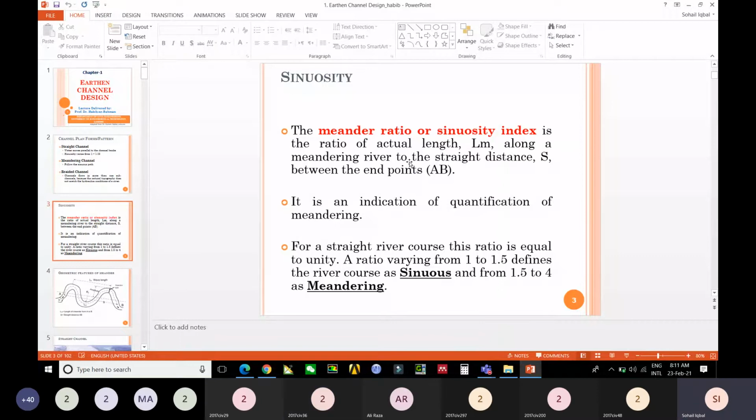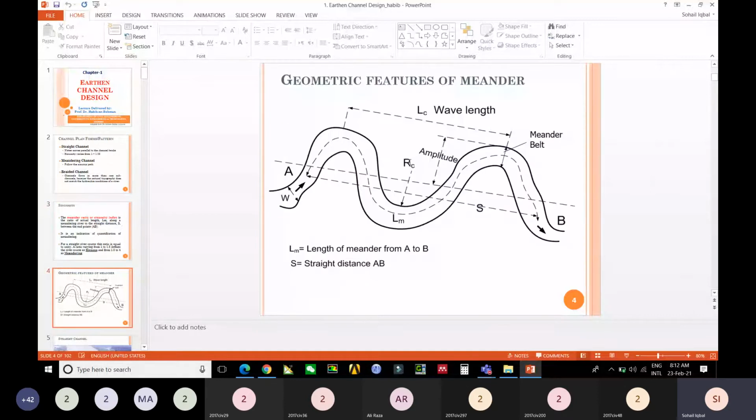Some students have woken up. Okay, so a ratio varying from 1 to 1.5 defines the river course as straight, and from 1.5 upward as meandering. So meandering values vary from 1.5 to 4. When you study your case, you will observe different values ranging from 1.5 to 4.